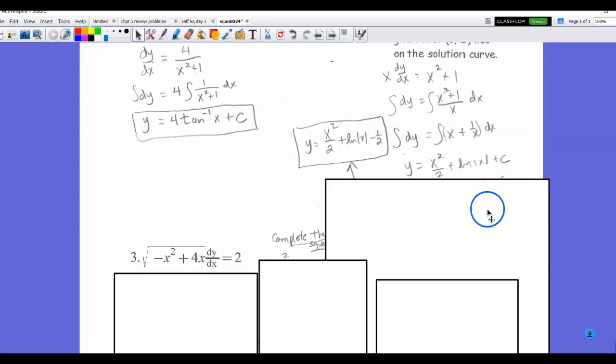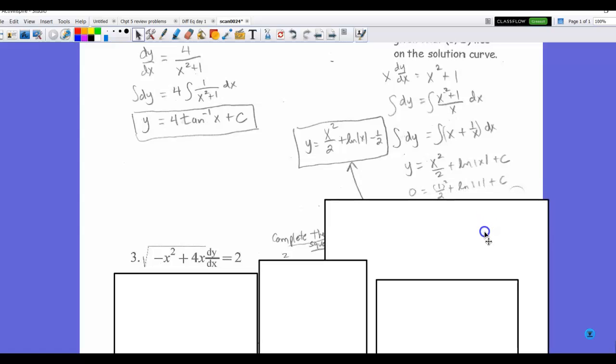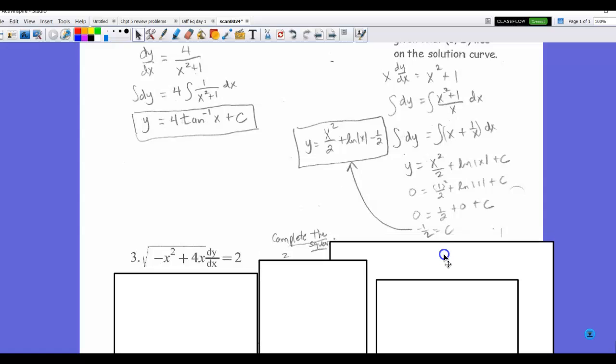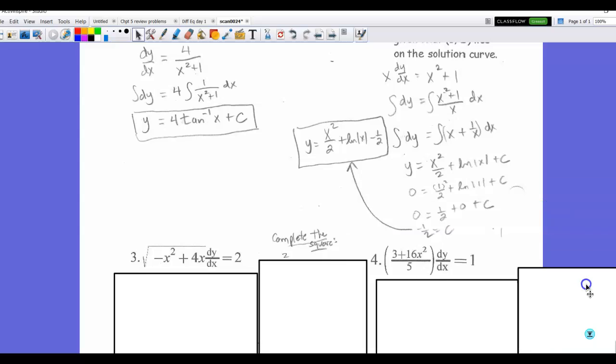Don't forget the c. Remember that we had an initial condition where x is 1 and y is 0, so I substitute a 1 in place of x and a 0 in place of y. Do the arithmetic. Remember that the ln of 1 is 0, so c is equal to negative 1/2. So I substitute that value in place of c, and I get y equals x squared over 2 plus ln absolute value of x minus 1/2.